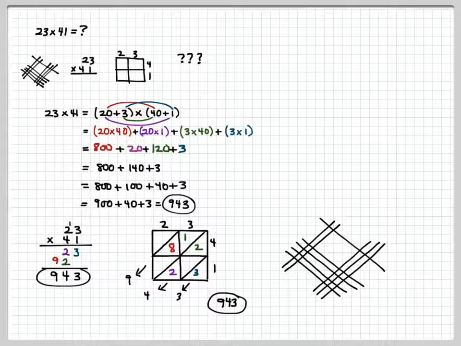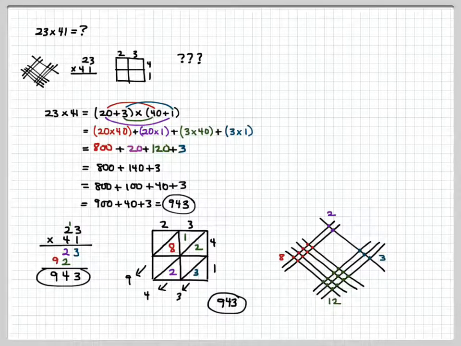And then I'm going to count the number of crossings in each little area. Starting on the far left, I have 8 crossings. Going up above, I have 2. Down below, I have 12. And then over on the far right, I have 3.